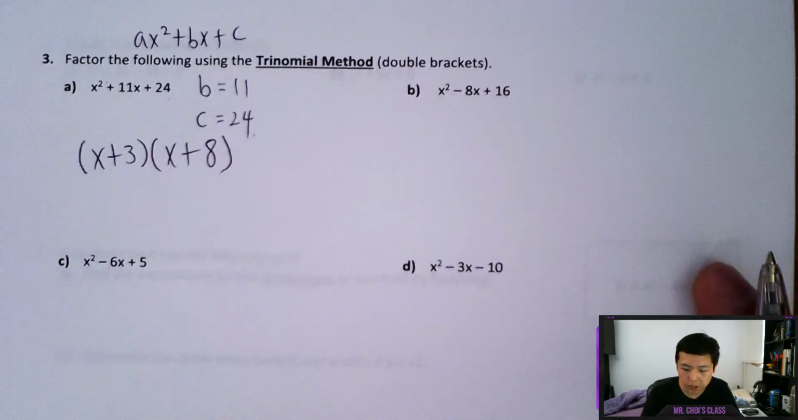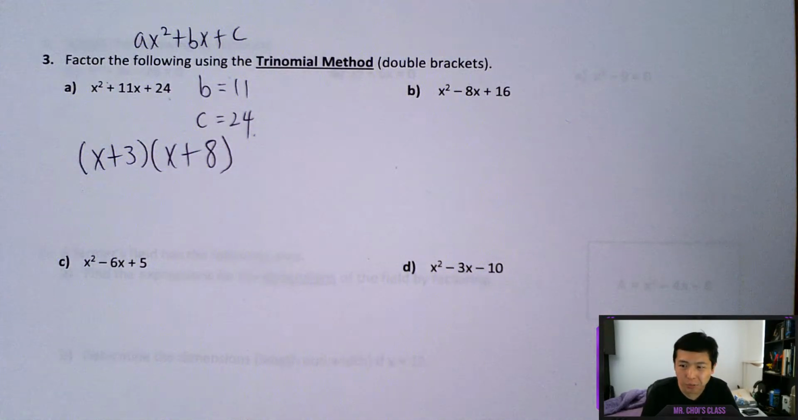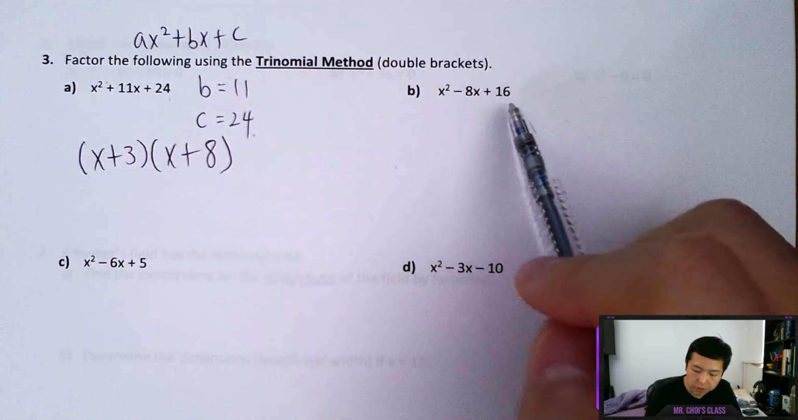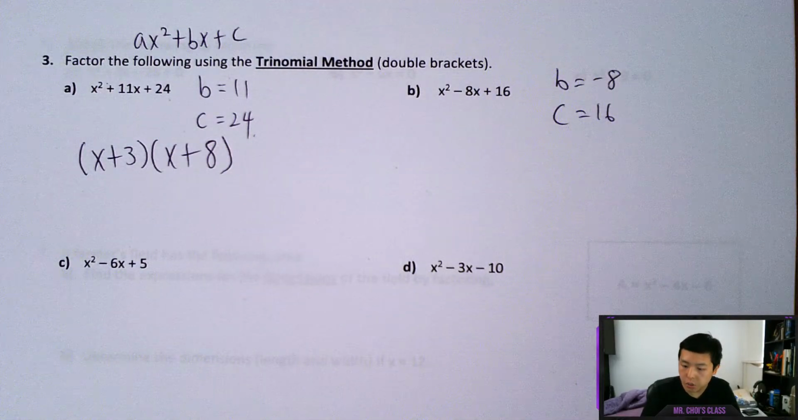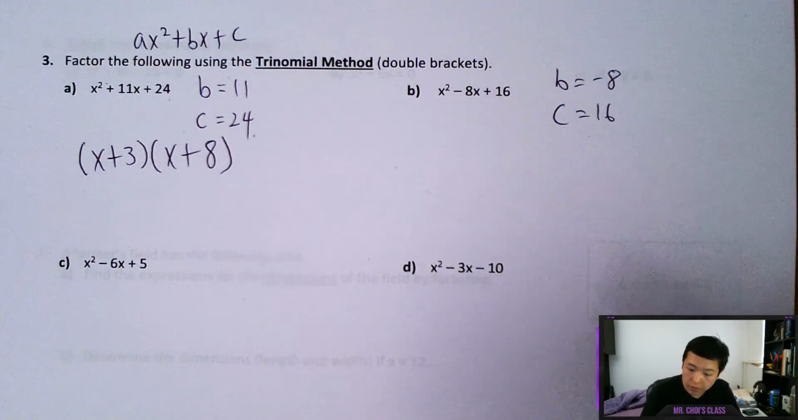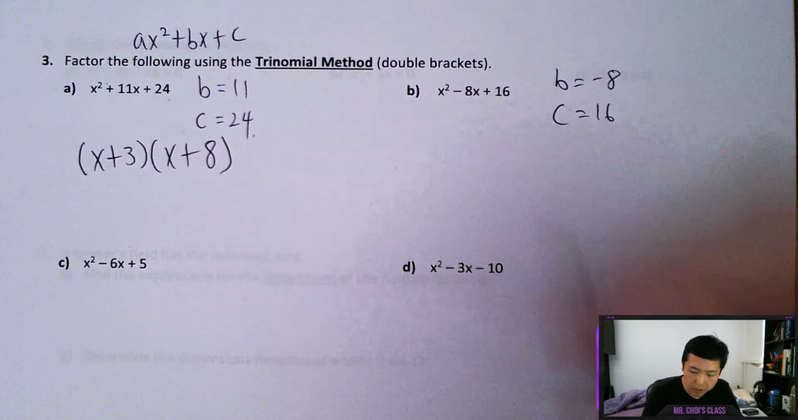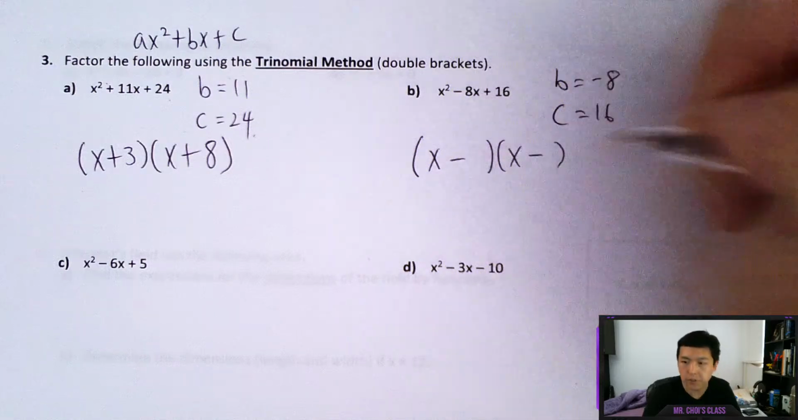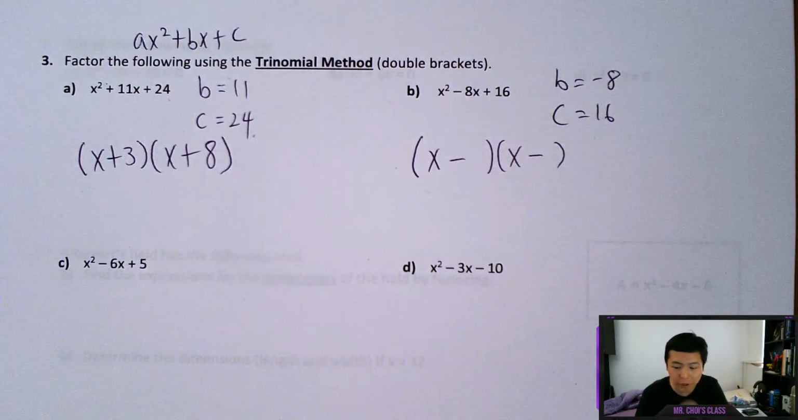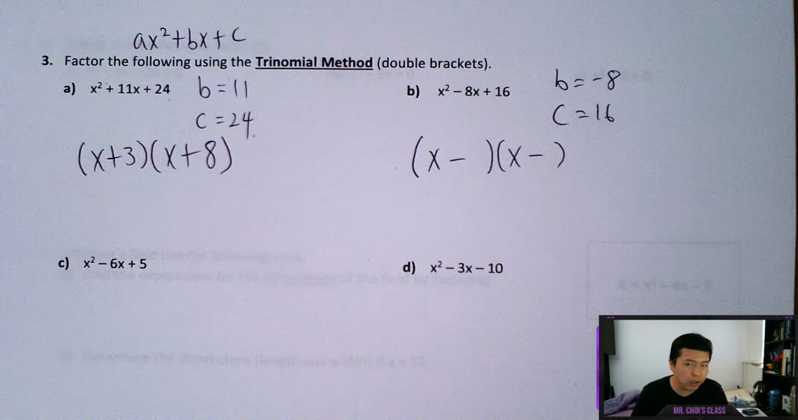Let's go through the next one here. x squared minus 8x plus 16. Okay. So here we have b is negative 8 and c is 16. Using the advice I gave you, if the middle number is negative and the last number is positive, that means both numbers have to be negative. So we learned that. So we know both numbers are negative, and all we have to think about is what multiplies to 16 but adds to 8.